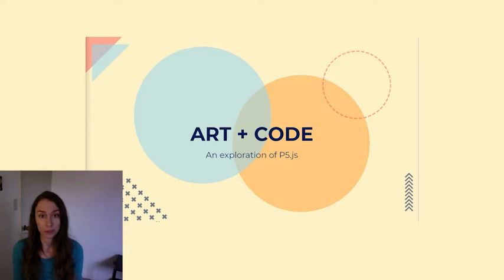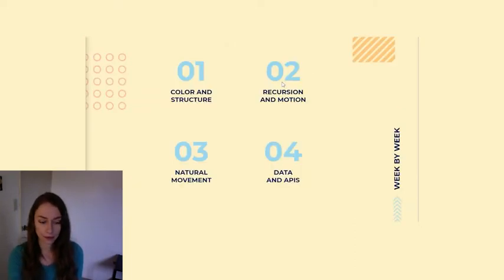You made it through the first 2 weeks, and now we're on the downhill slope, so halfway through. This week, we're going to be exploring natural movement, which essentially means we're going to be looking at sine and cosine and also Perlin noise.